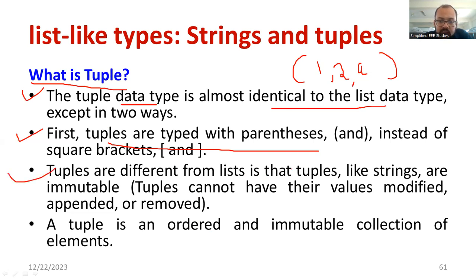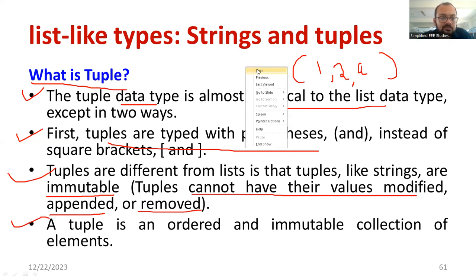The tuple is different from a list in that the tuple is immutable. We cannot change it. So a tuple cannot have its values modified, appended, extended, deleted or removed. That means the second difference is that tuples are immutable. Lists are mutable whereas tuples are immutable. The first difference was that we use parentheses instead of square brackets. A tuple is an ordered and immutable collection of elements.